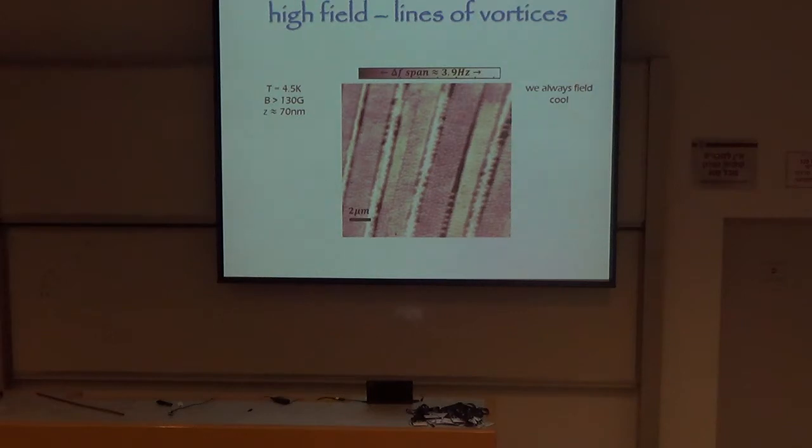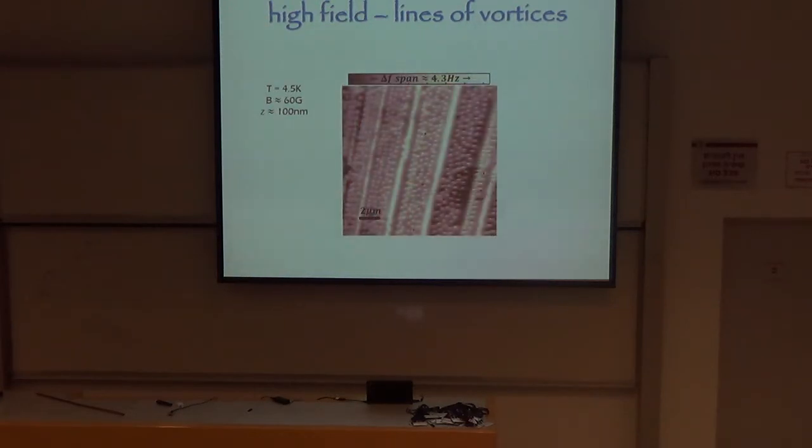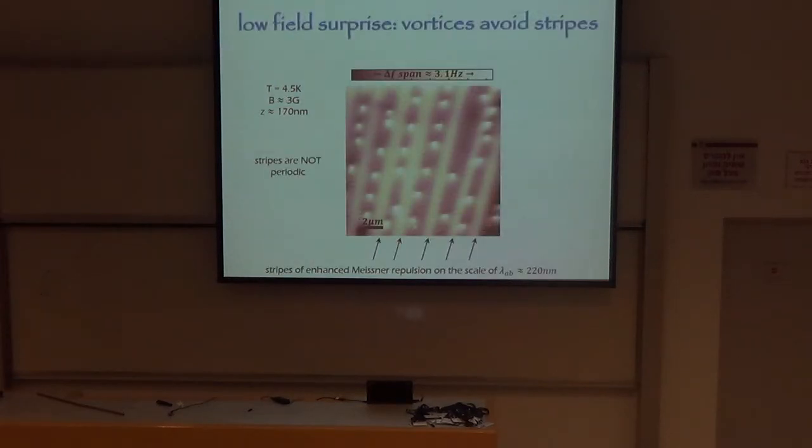And so here's an image at high magnetic field, which is above 130 Gauss, and you can see a lot of vortices, and they coalesce in these lines. Okay, twin boundaries trap vortices. This is also the case in low magnetic field. But if you go to very low magnetic field, you see that this is not the case.